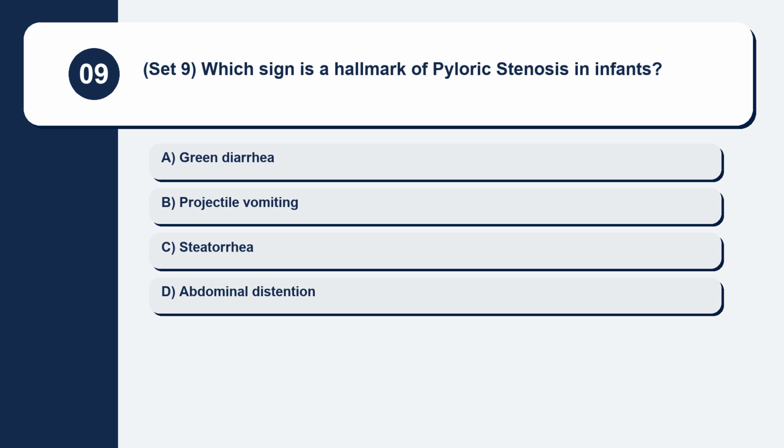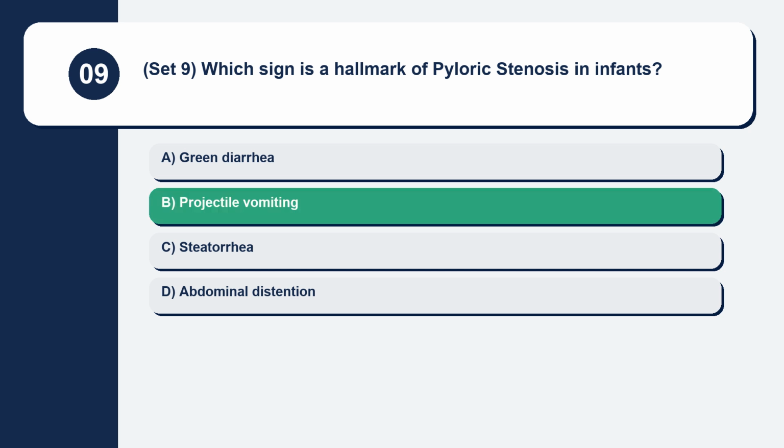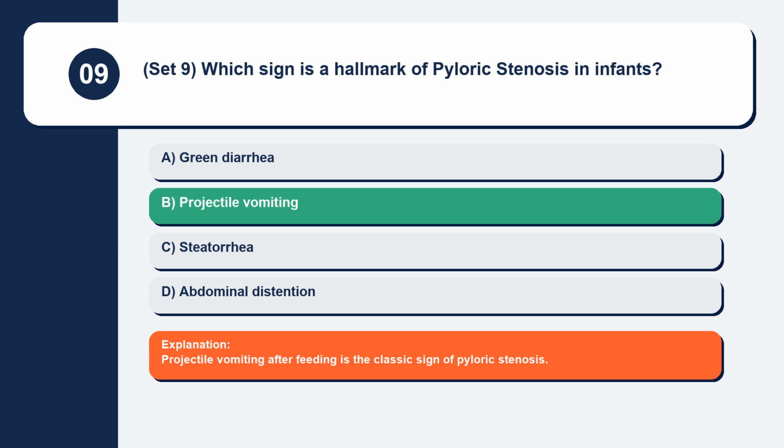Question 9, Set 9. Which sign is a hallmark of pyloric stenosis in infants? Green diarrhea, projectile vomiting, steatorrhea, abdominal distension. Projectile vomiting after feeding is the classic sign of pyloric stenosis.